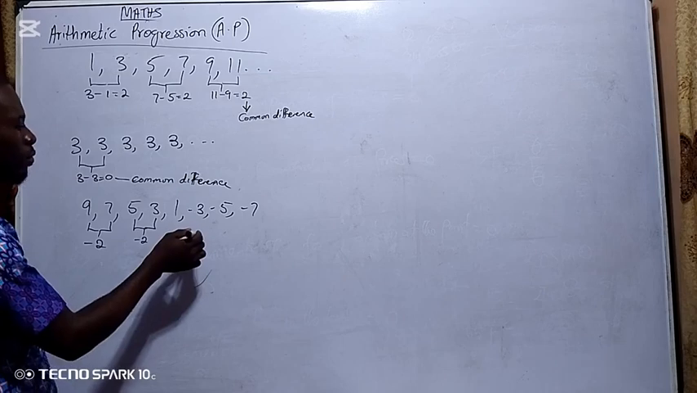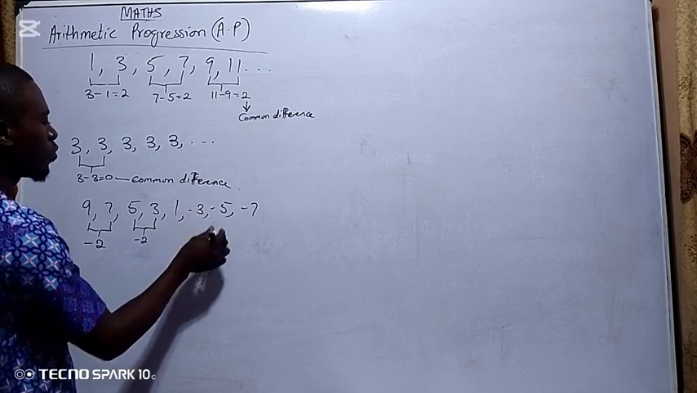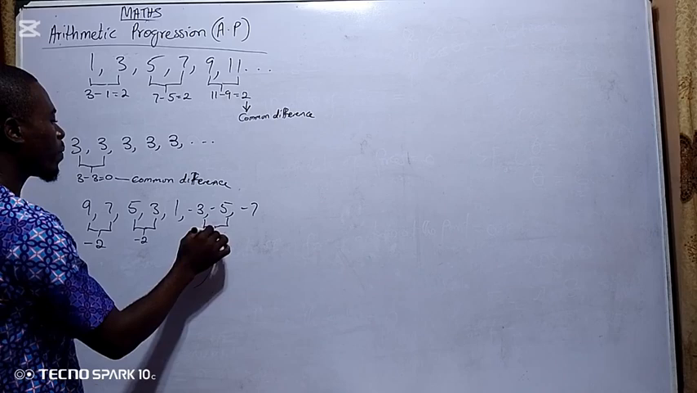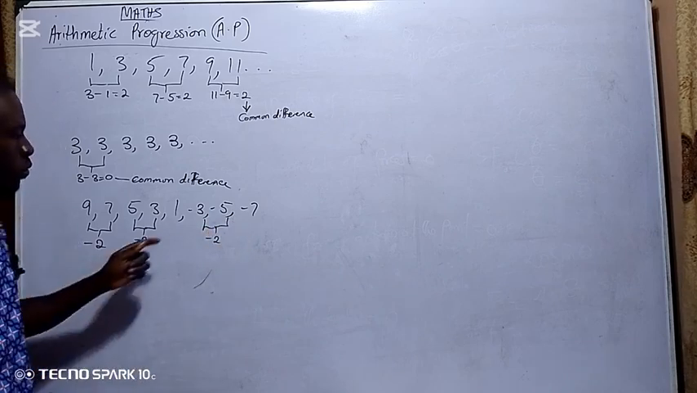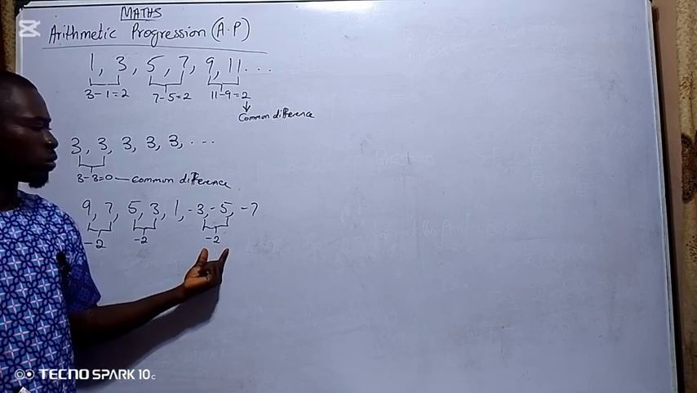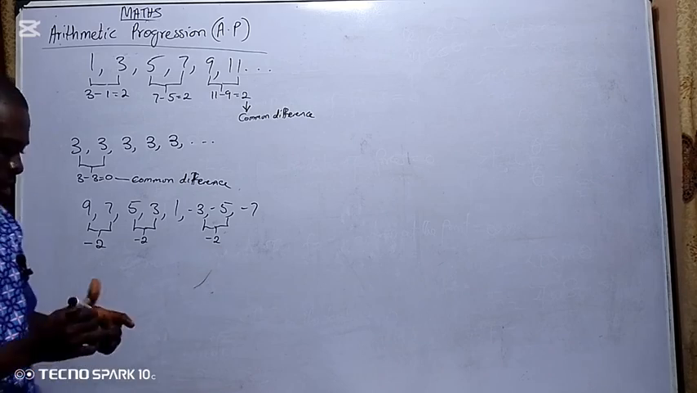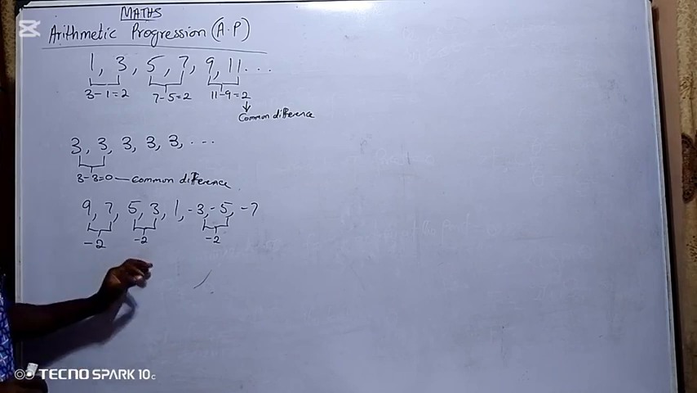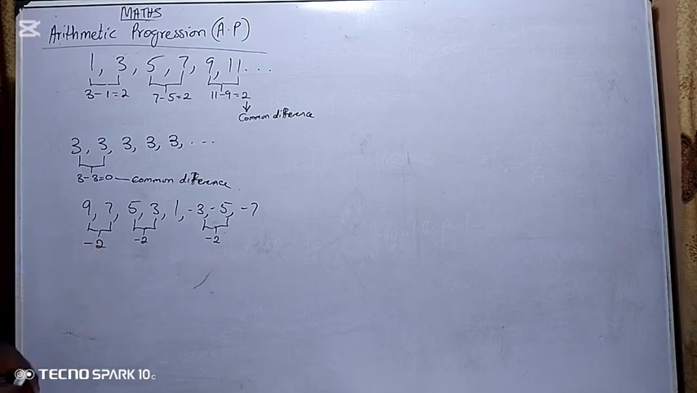Let's go to this side. Minus 5 minus 2 also gives us minus 2. Minus 5 minus 3 will give us minus 2. So this is an arithmetic progression. The common difference is constant. That's why we call it an arithmetic progression.